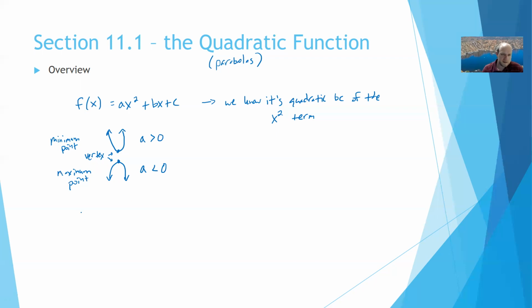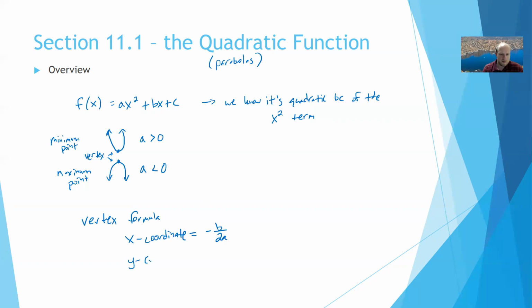Now, some other things that we learned about quadratics. We learned the formula for the vertex. The x coordinate of the vertex is equal to negative b over 2a. So we take our function, f of x equals ax squared plus bx plus c, identify what b and a are, and then substitute them into the formula.